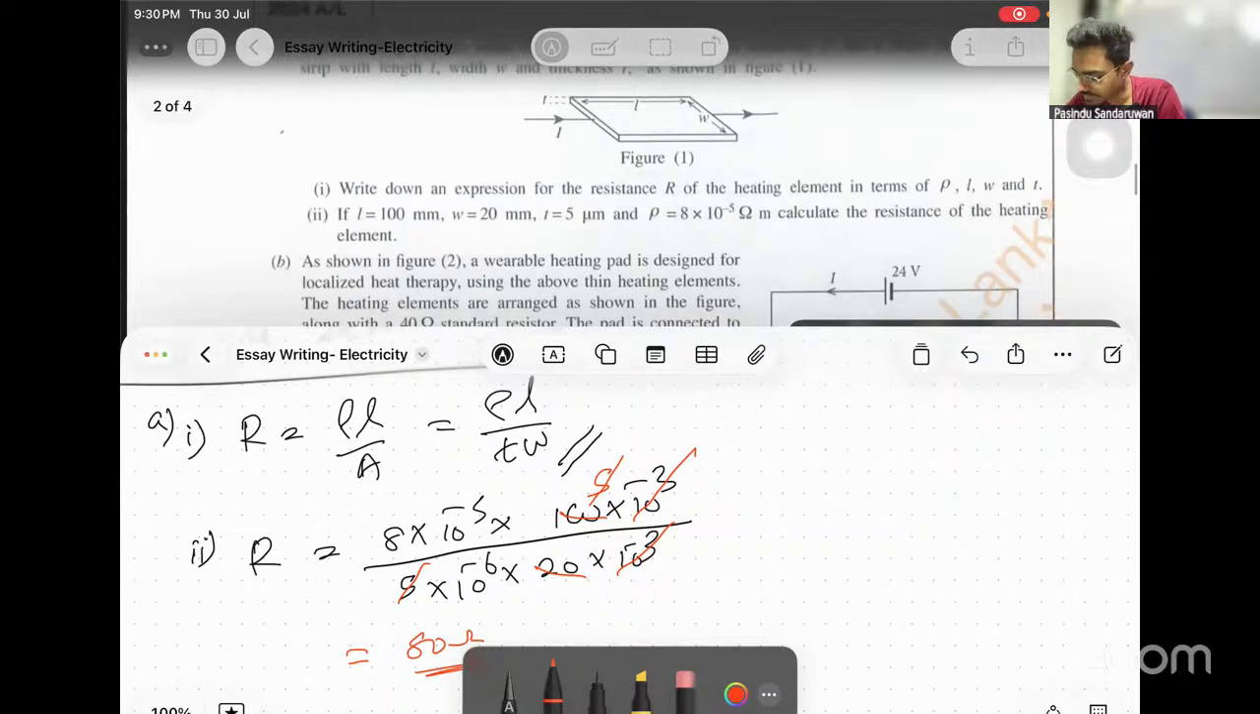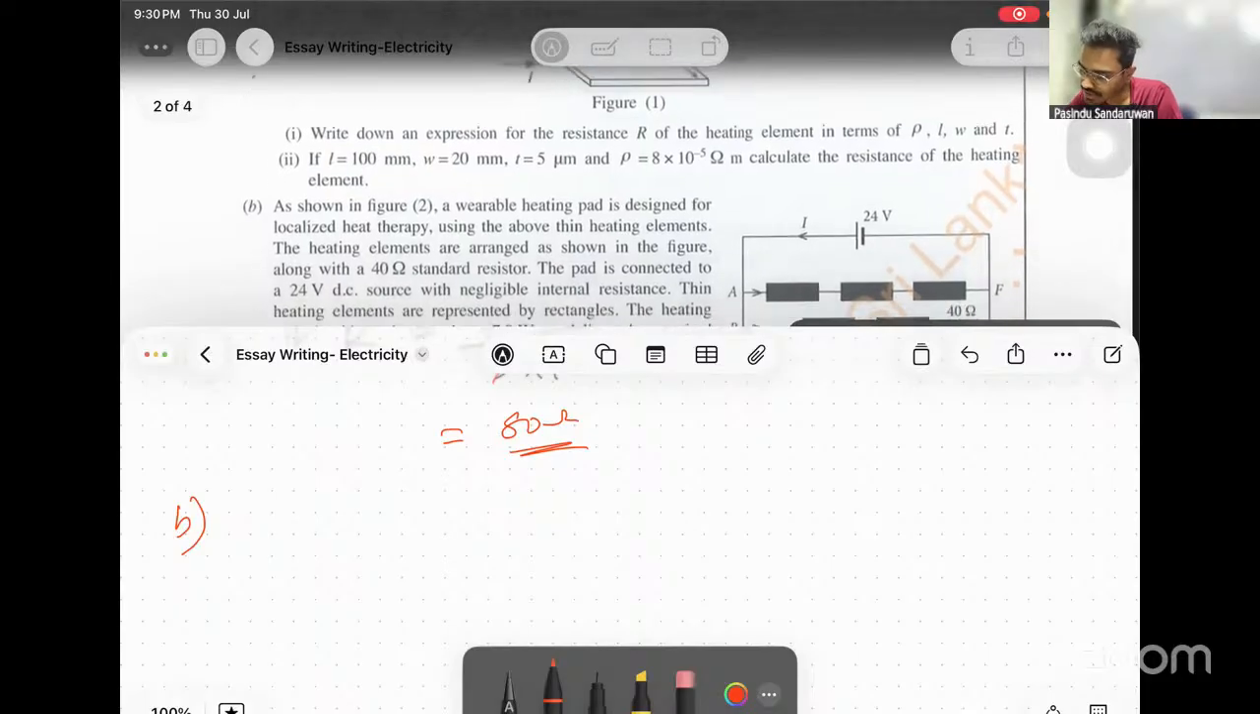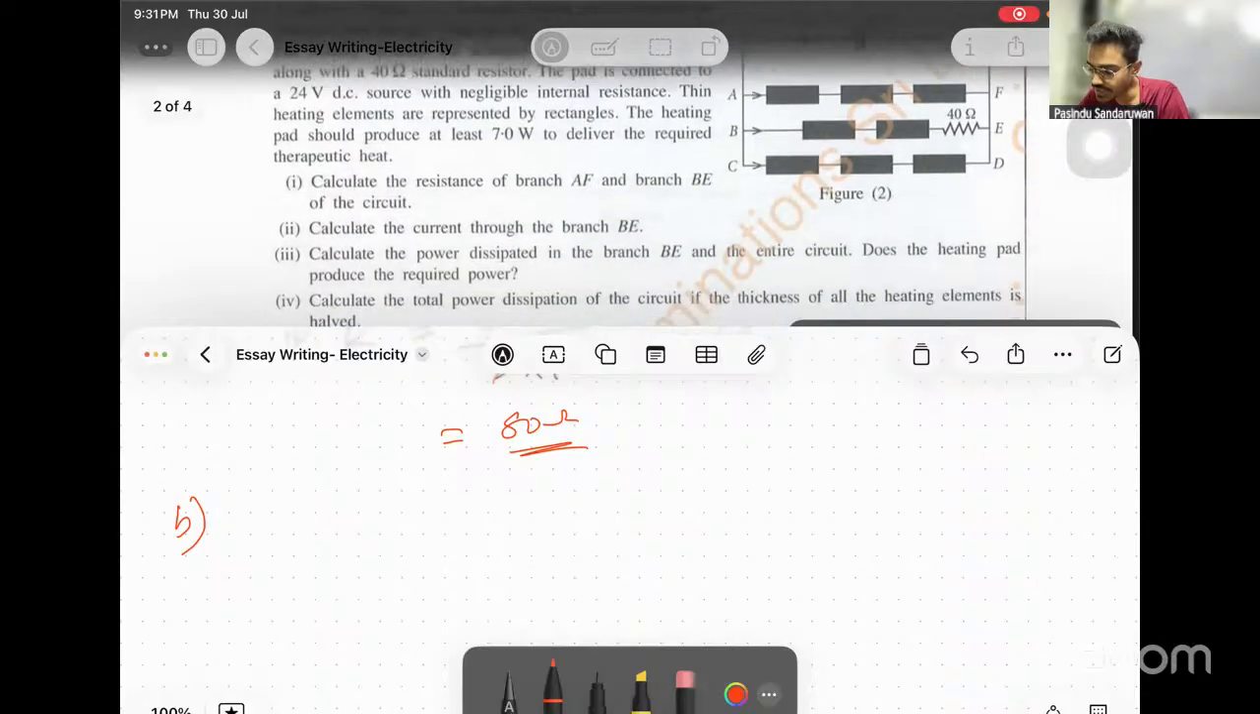Then part B. As shown in figure 2, a wearable heating pad is designed for localized heat therapy. Using the above thin heating elements, the heating elements are arranged as shown in the figure, along with a 40 ohm standard resistor. The pad is connected to a 24 volts DC source with negligible internal resistance. Thin heating elements are represented by rectangles. The heating pad should produce at least 7 watts to deliver the required therapeutic heat.